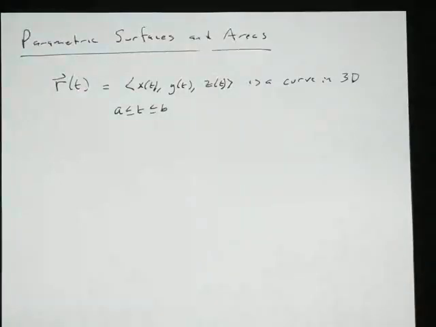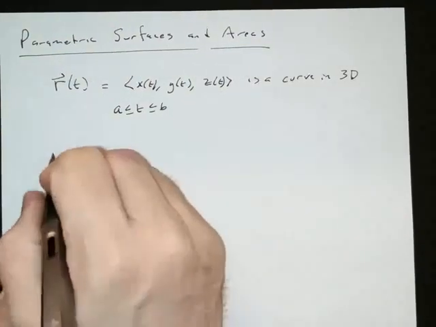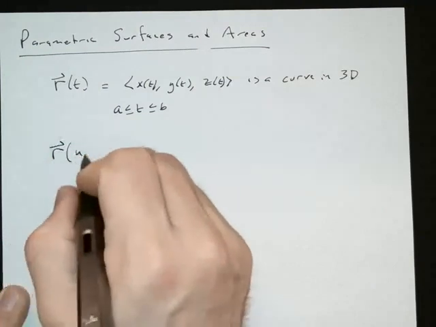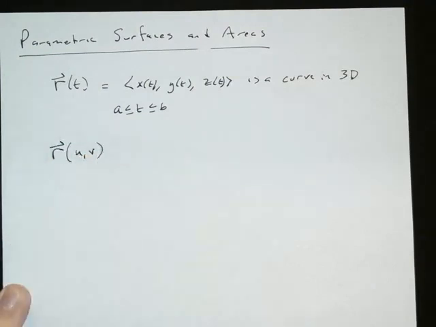equal to b, that describes a curve in 3 dimensions. We did this way back in chapter 13, a space curve. I don't want just a curve. I want to know what happens if I look at a function of 2 variables. A parametric function of 2 variables. Like those variables are of u, v.